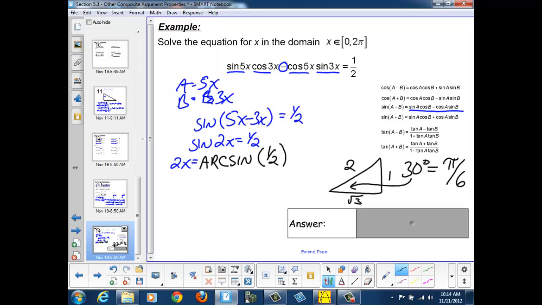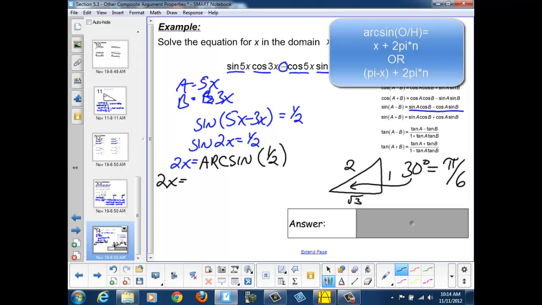So our 2x then is equal to either pi over 6 plus 2 pi n, or the supplementary angle to pi over 6, pi minus pi over 6 plus 2 pi n.